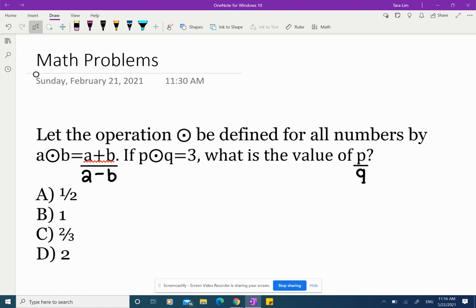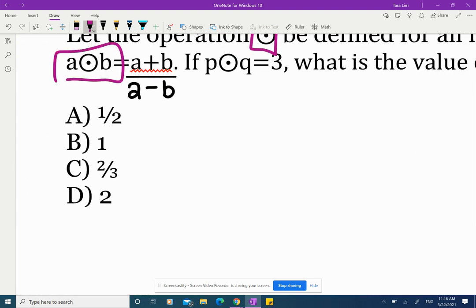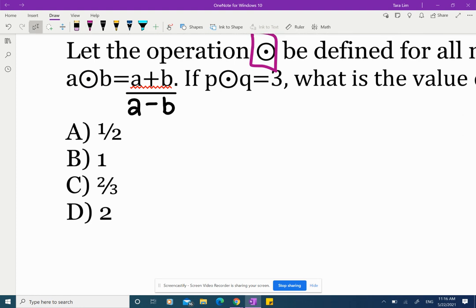So first of all, we can see that this operation works as, for example, if it says a and between them is the operation. And if we have an operation between the numbers, then it's going to be like this. So here we have p operation q. First of all, let's just focus on p operation q and not the 3. Let's just ignore that first.